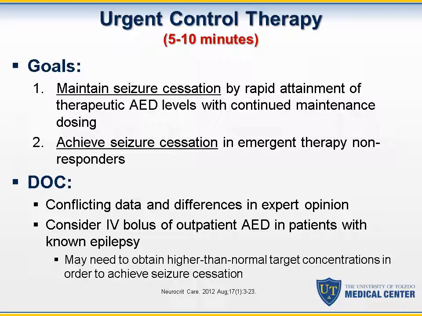Urgent control therapy should be initiated in all SE patients unless the immediate cause of the seizures was known and corrected, such as hypoglycemia. The two main goals of urgent control therapy are to maintain seizure cessation by rapid attainment of therapeutic AED levels with continued maintenance dosing in patients who responded to emergent therapy, or to achieve seizure cessation in emergent therapy non-responders. There are conflicting data and differences in expert opinion for what agent is best for control therapy, and it's usually based on individual patient circumstances.